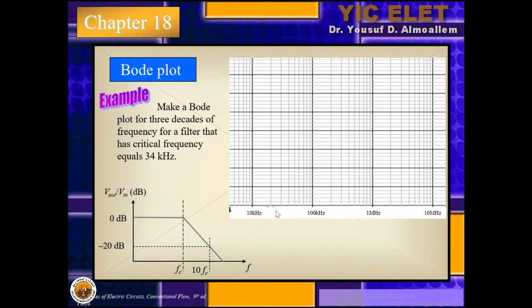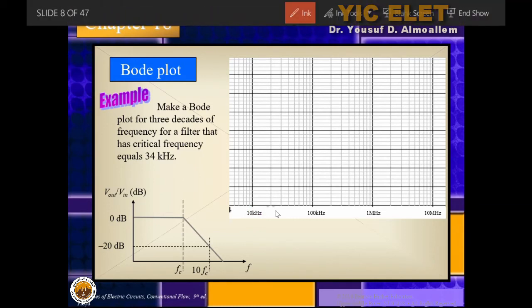So I will use this tool to show you. If this is 10 kilo, this will be 20 kilo, this will be 30 kilo, and this will be 40 kilo. So if we're talking about 34, it will be between 30 and 40. So I will put it somewhere over here.